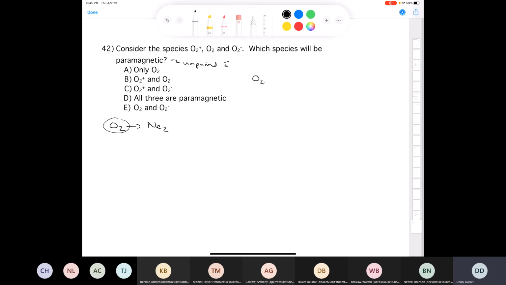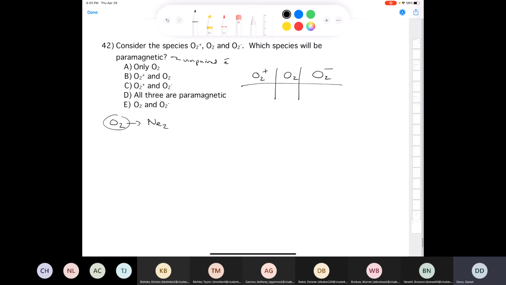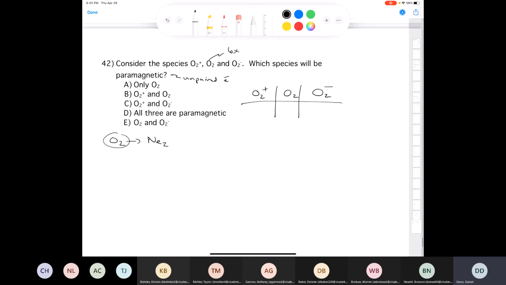If we have O2 plus, if we have O2, and if we have O2 minus, how many total valence electrons does O2 have? We've got 6 valence electrons times 2, that gives me 12. So here I'm going to have 13, and here I'm going to have 11.